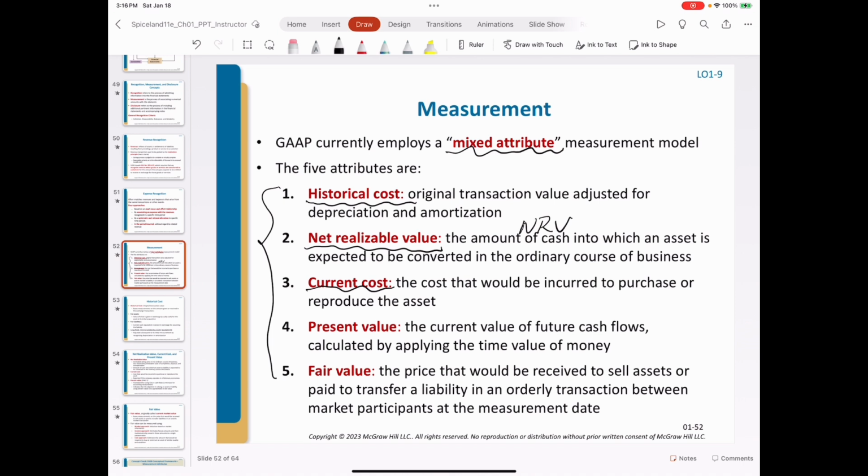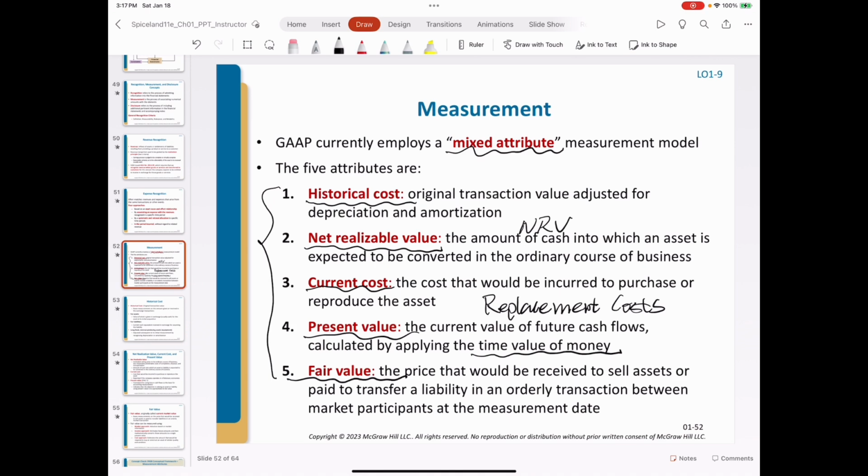Third one, current cost, also called replacement cost. The cost to reproduce or to replace the current assets or liabilities. Present value of future cash flows. So this one I will introduce more in the time value of money. The last one, but not least, is fair value, which represents market value.